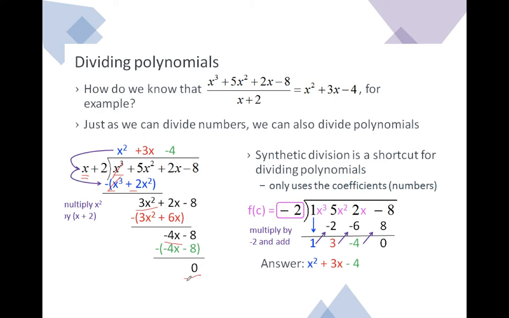This answer 0 means this expression is perfectly divisible by this expression. So we know this. Then the answer is this, the solution is this.